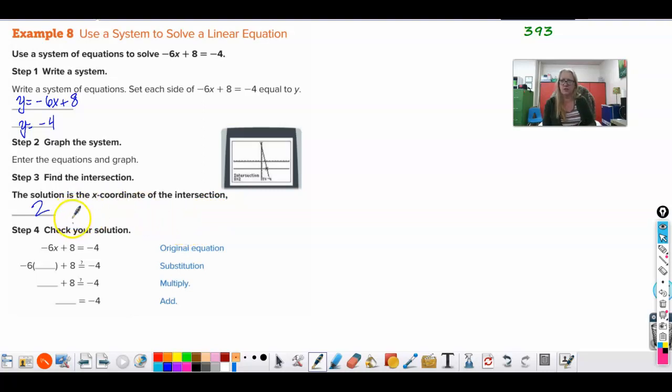Oh, and they're all, check your solution. Put 2 in for x. That gives you negative 12, which gives you negative 4, which means it's true. So 2 is right.